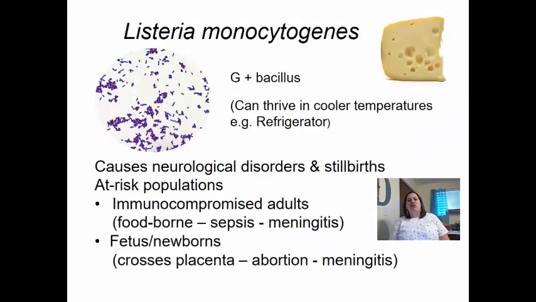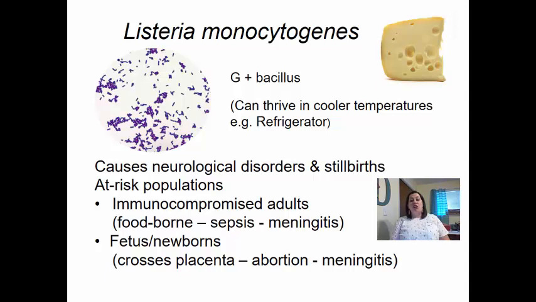Listeria monocytogenes is going to be a gram-positive bacillus. This one can thrive in cooler temperatures, therefore it can survive inside of the refrigerator. This one causes neurological disorders in stillborns. Okay, the at-risk populations are immunocompromised adults. This can be a food-borne pathogen, which then causes sepsis and meningitis.